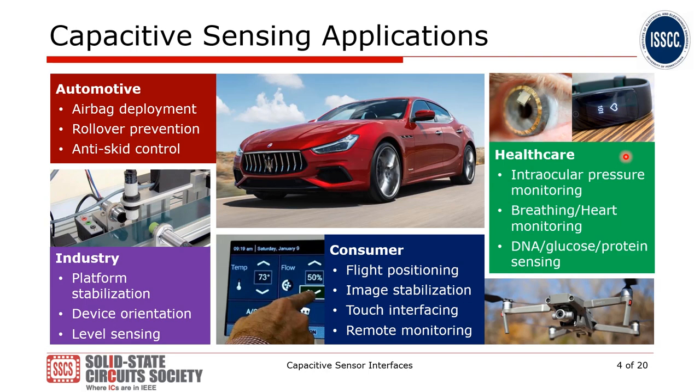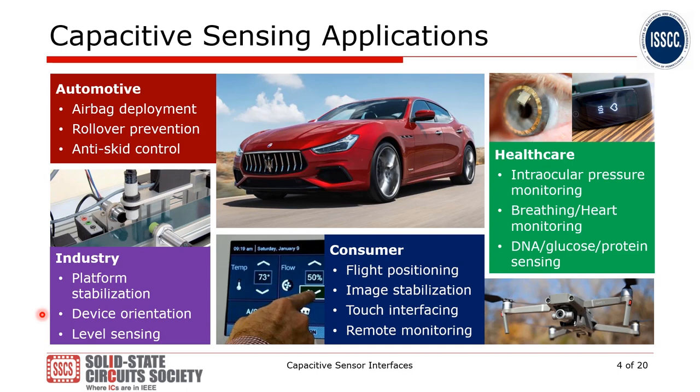Even though capacitive sensing is involved in all these systems, the sensing requirements can be very different. For example, in terms of airbag deployment in a car crash scenario, we are expecting a very high acceleration sensing dynamic range, say up to 100 G. While in other general purpose device orientation applications, typically we are talking about a dynamic range in the order of a few G or even less.